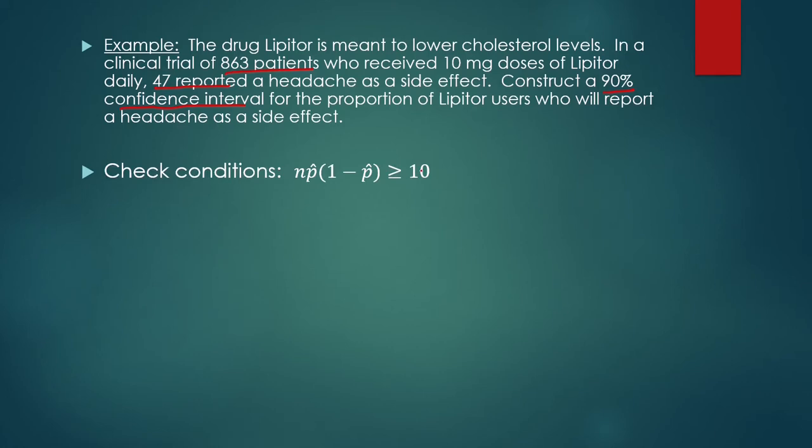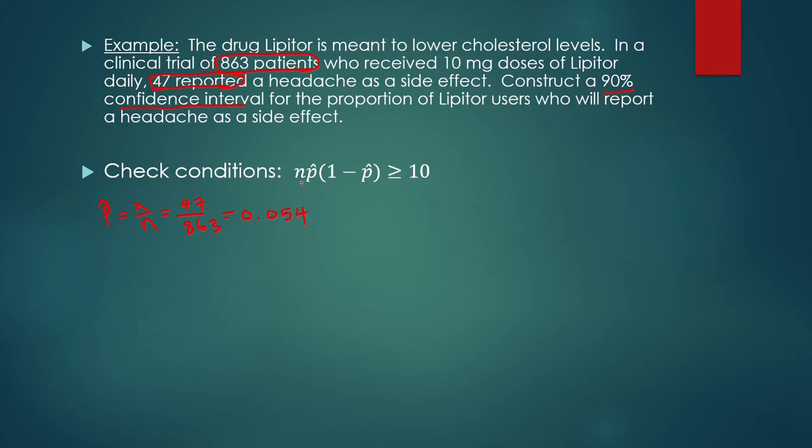We'll have to check the first condition, which is to make sure that n p hat times the quantity 1 minus p hat is greater than or equal to 10. So we'll find p hat first. P hat is x divided by n, and in this case x is the number of successes, 47, and n is the 863 patients that we tested. So p hat is 47 divided by 863, which is about 0.054.